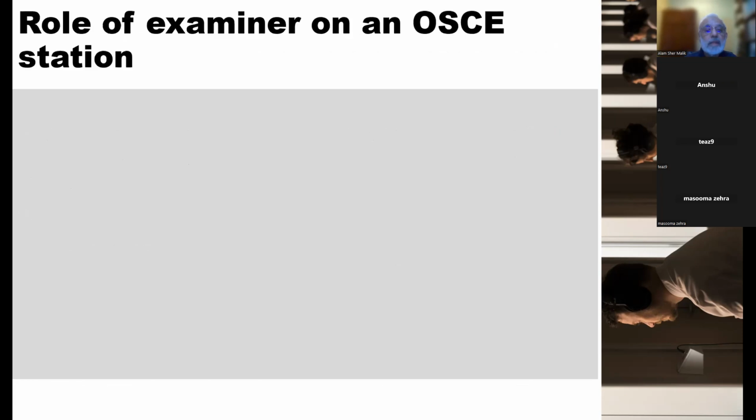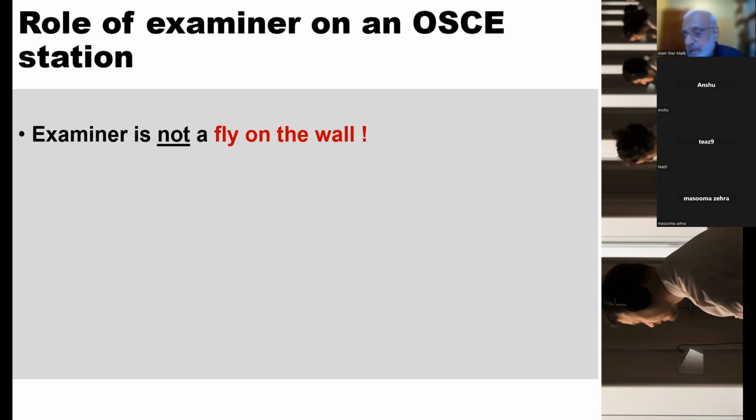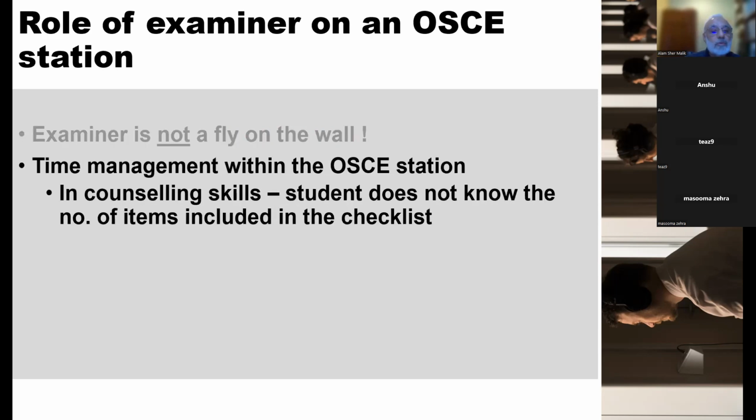Now the next is the role of the examiner in an OSCE station. The examiner is not a fly on the wall. I write this because I have heard many speakers saying that the examiner is just sitting there and has only a role to just do the checklist and nothing else. But that's not true. The examiner has to play a very important role.